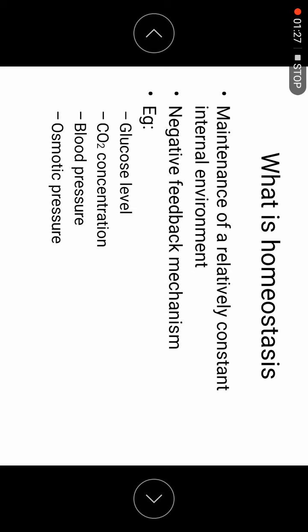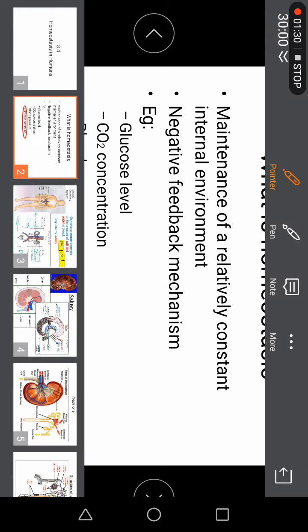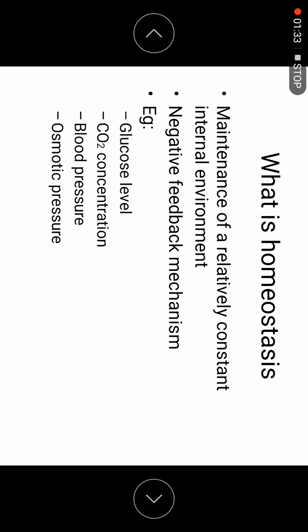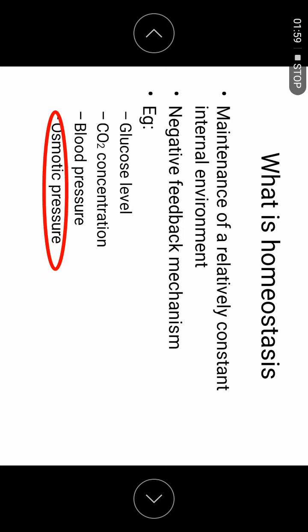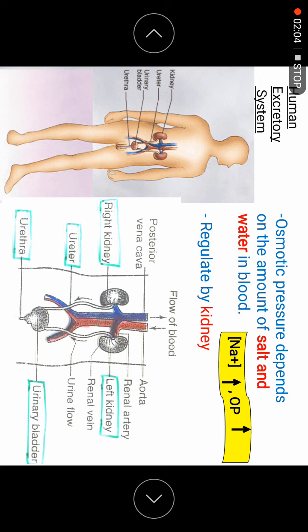Examples of internal environment that we can see here are the glucose level, which we have learned goes up and down, and the concentration of carbon dioxide, which is related to the pH of the blood. Then blood pressure, which we learned during transport. The last one is osmotic pressure, which we will focus on more here in 3.4. Osmotic means water; osmotic pressure is more on water.